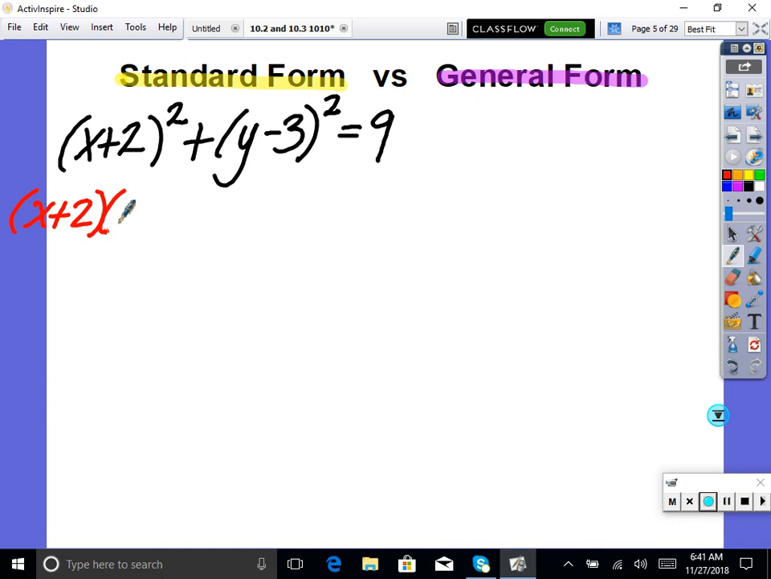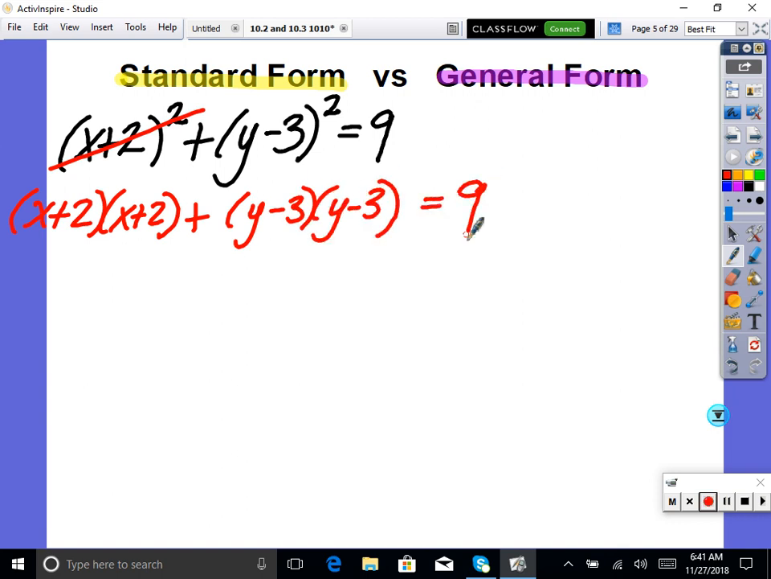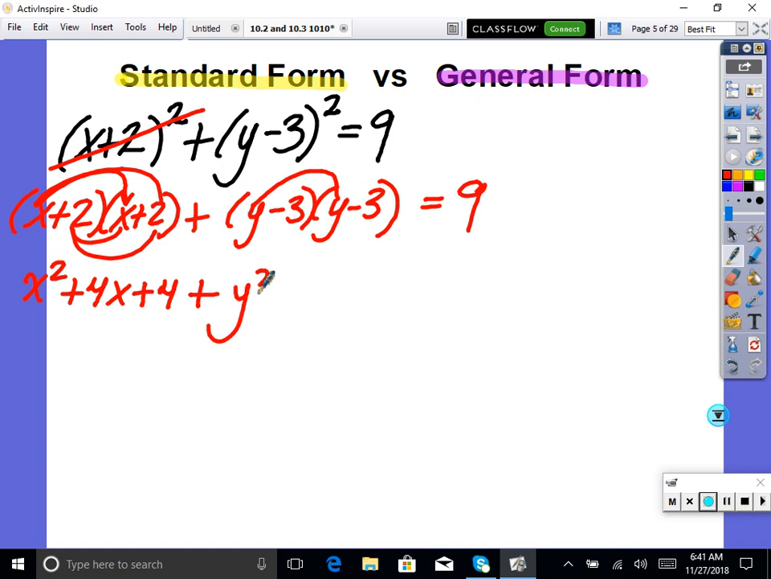So x plus 2 times x plus 2. Isn't that what x plus 2 squared is? And then we have plus y minus 3 times y minus 3 equals 9. So I'm just showing you where general form comes from. If I distribute this out, x squared plus 2x plus 2x, so that's plus 4x plus 4, plus y squared minus 3y minus 3y, so that's minus 6y, and then plus 9 equals 9.